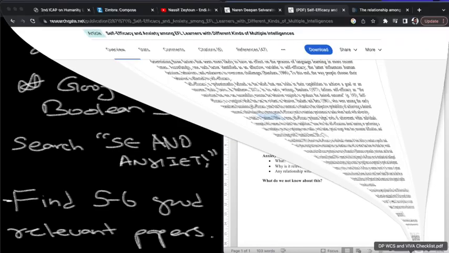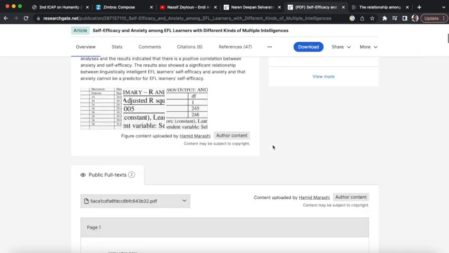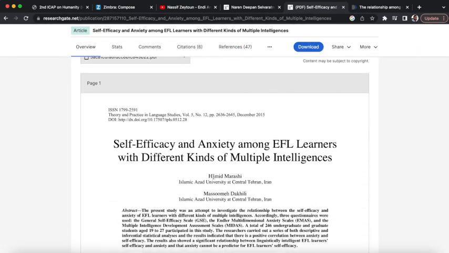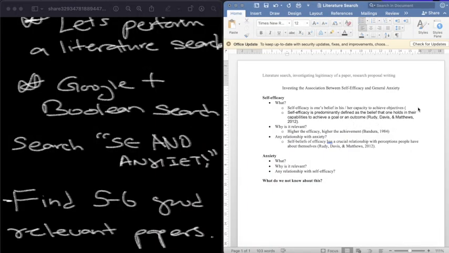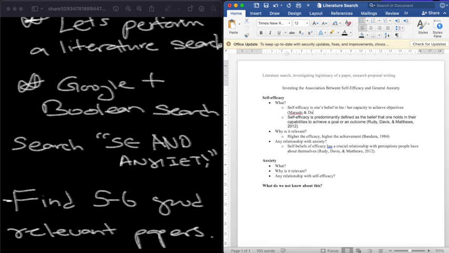Now, who's written this first paper? This first paper is written by Hamid Marashi and Masume Dakile. So I'm going to just take these two last names, Marashi and Dakili, in 2015. So let's write that as well. Marashi and Dakili in 2015. Okay, now I have some information here.